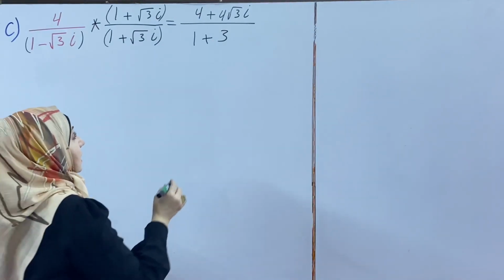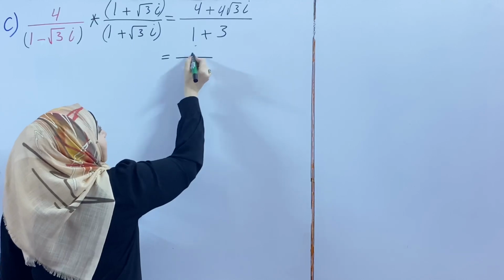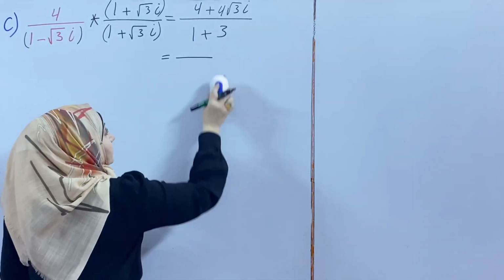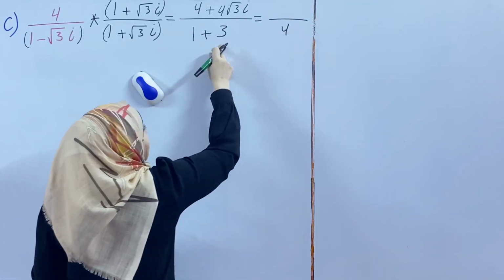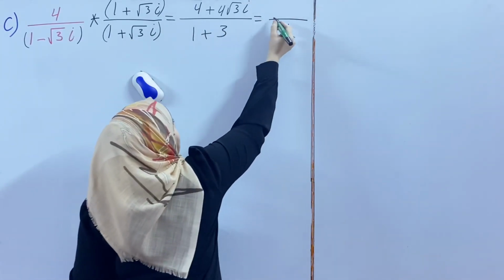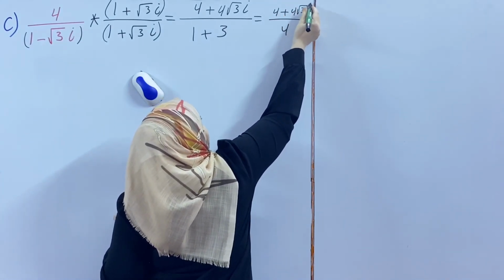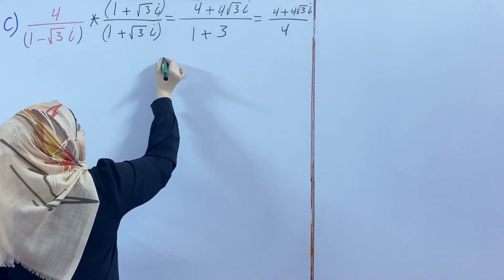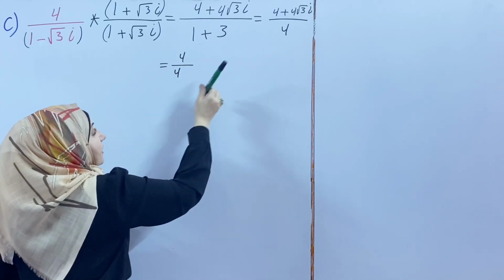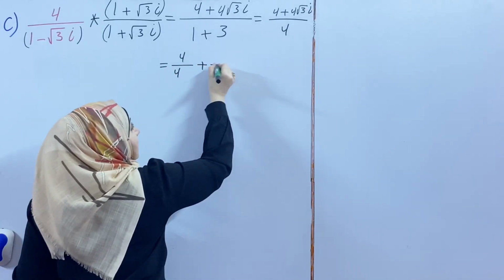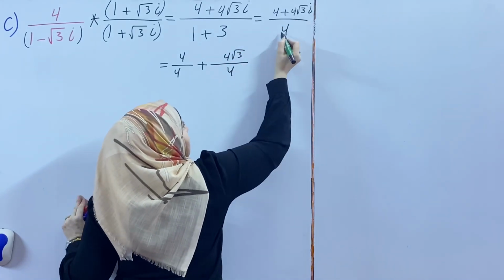And now I can simplify. In the denominator, 1 plus 3 equals 4. Here we have 4 plus 4 square root of 3i, and I can simplify. So I will write 4 on 4, this is the real part, plus 4 square root of 3 on 4i.